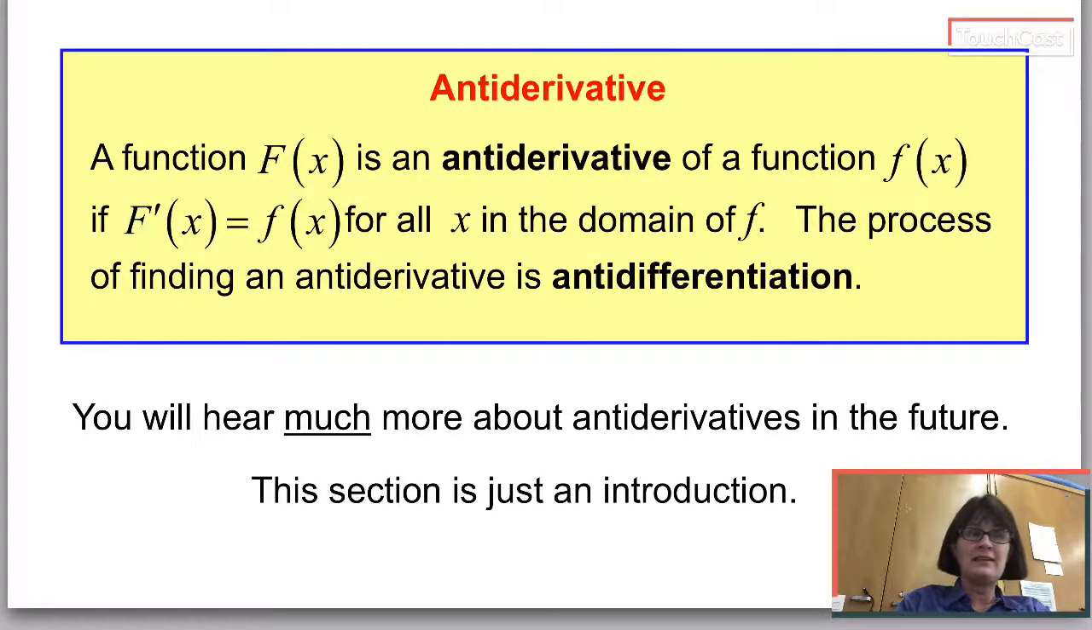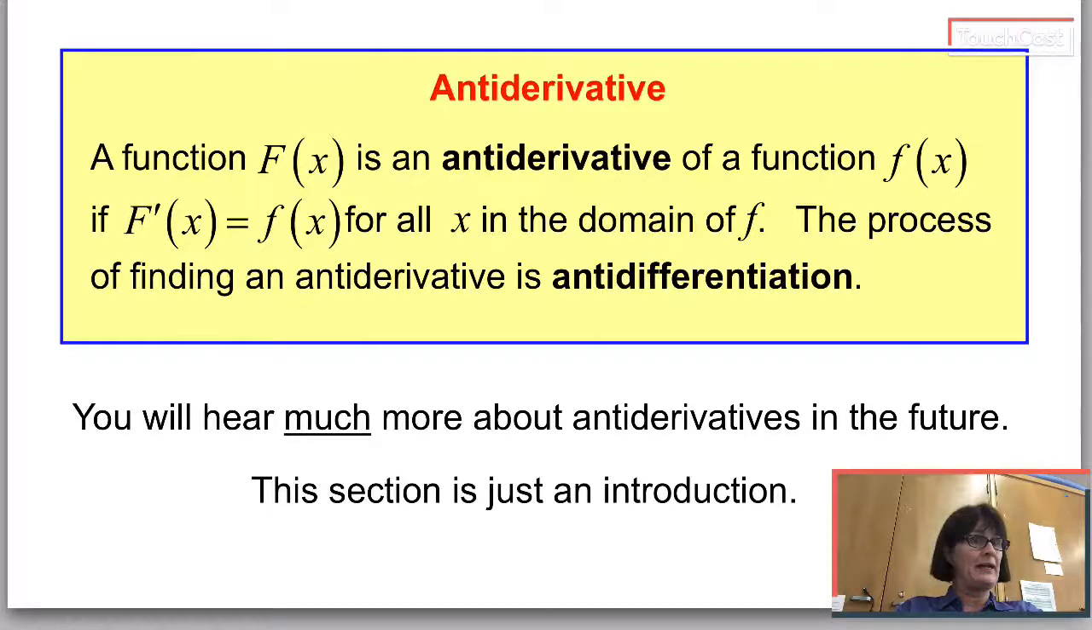We'll learn a little bit now, and then a lot second semester, about antiderivatives. An antiderivative is a function whose derivative is the function you started with. So a function capital F of x is an antiderivative of little f of x if capital F prime of x equals little f. If you can take the derivative of capital F and get little f, and that has to be true for every x in the domain. To find an antiderivative, we call antidifferentiation.